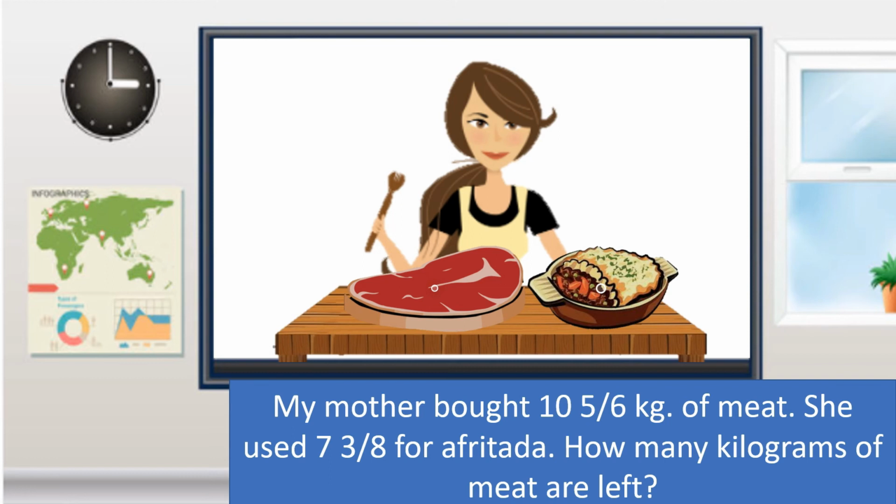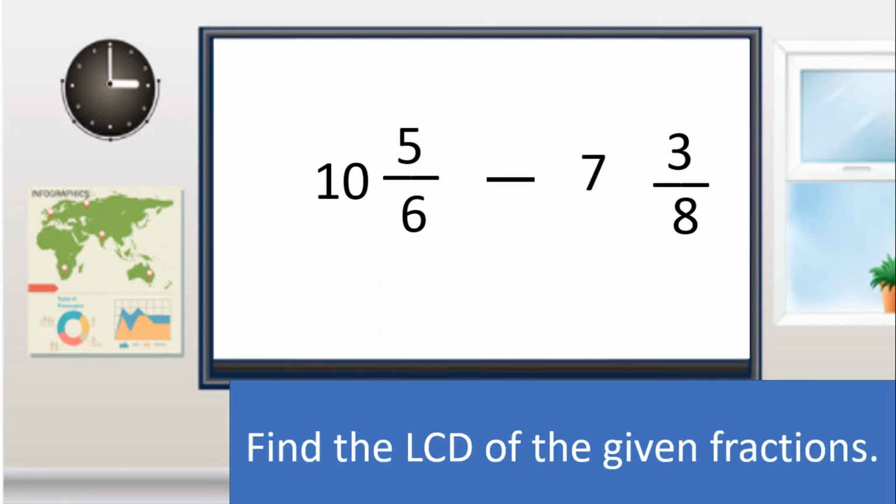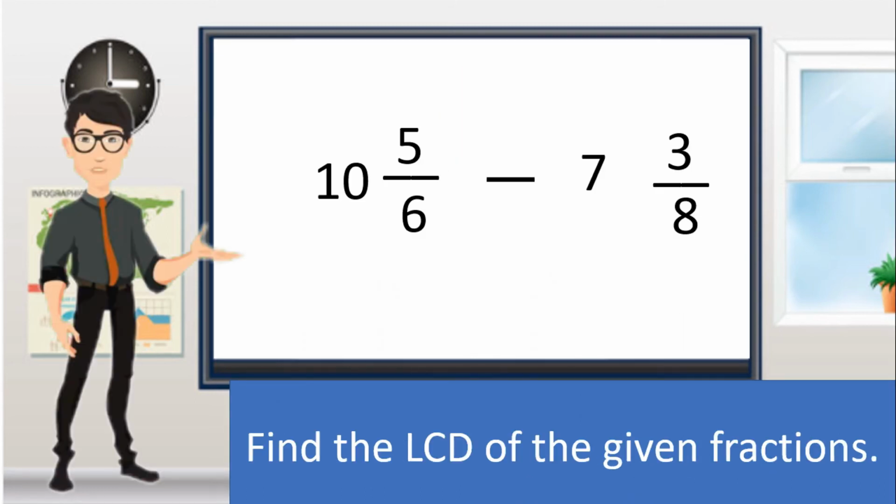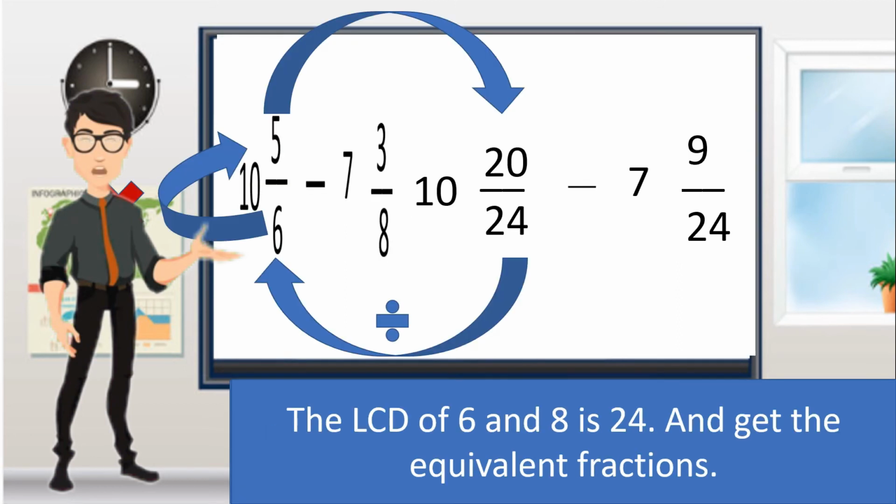I have here problem solving number 2. My mother bought 10 and 5/6 kilograms of meat. She used 7 and 3/8 for a fritada. How many kilograms of meat are left? So we're going to find the LCD of the given fractions. So we have 6 and 8. The LCD of 6 and 8 is 24.